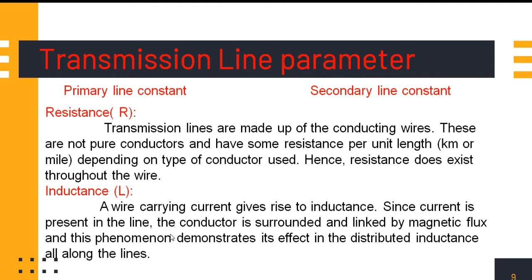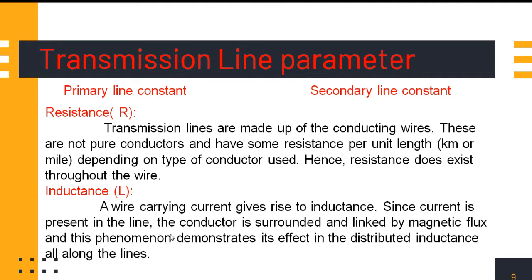First of all, we'll see the resistance. It is denoted by capital R. Transmission lines are made up of conducting wires. These are not pure conductors and have some resistance per unit length, that is measured in kilometer or miles depending on the type of conductor used. Hence, resistance does exist throughout the wire.